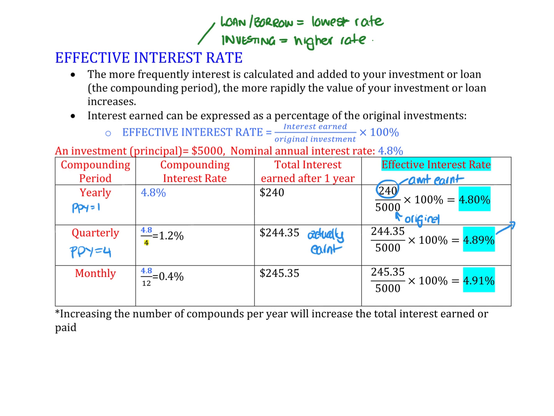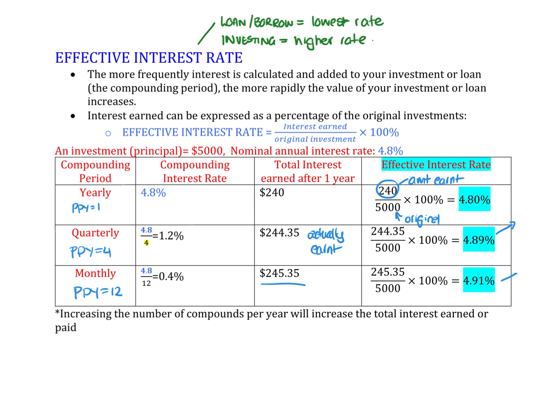Now, if we did it monthly, so that's more times a year again, we divided by 12, so every month, you ended up with even more, didn't you? 245. So if we worked out its effective interest rate, it's 4.91. So if this person was investing, they want the banks to compound it monthly. You want the banks to compound it as much as you can when you're investing, and what do you want when you're borrowing? Least amount.